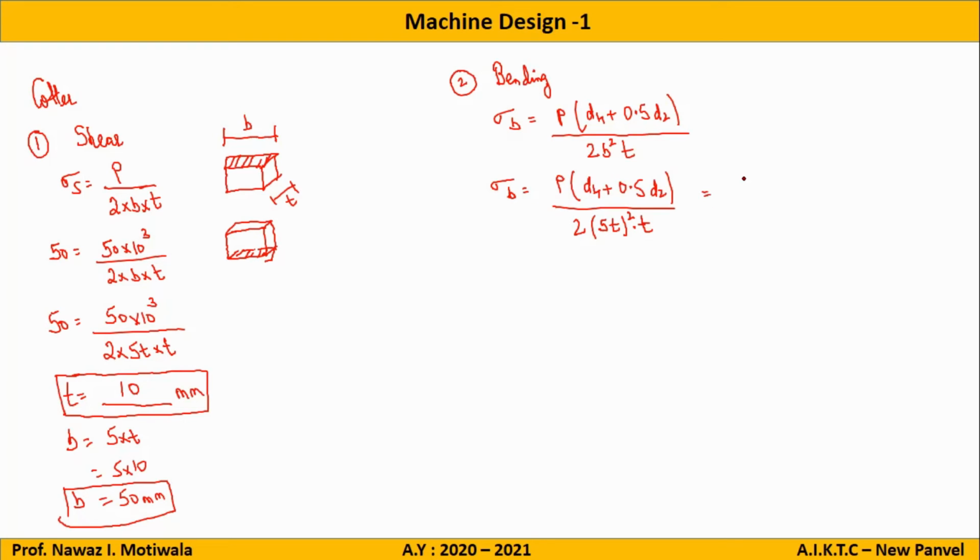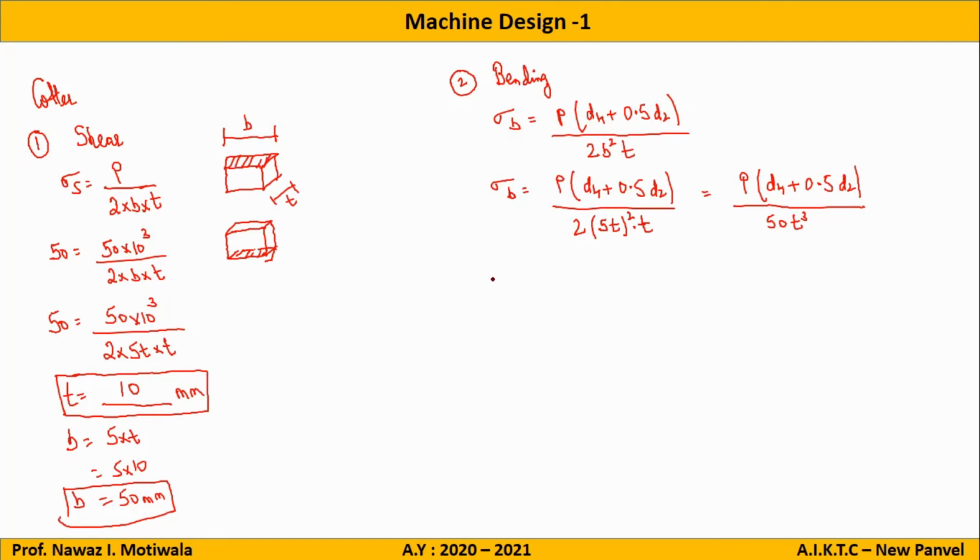So let me write here only. It will be P into D4 plus 0.5 D2 divided by 25 into 2 will be 50 T cube. Now in this entire equation, what is the unknown? Thickness of cotter. Yes, we need to find. Question में देखो, find thickness and width.